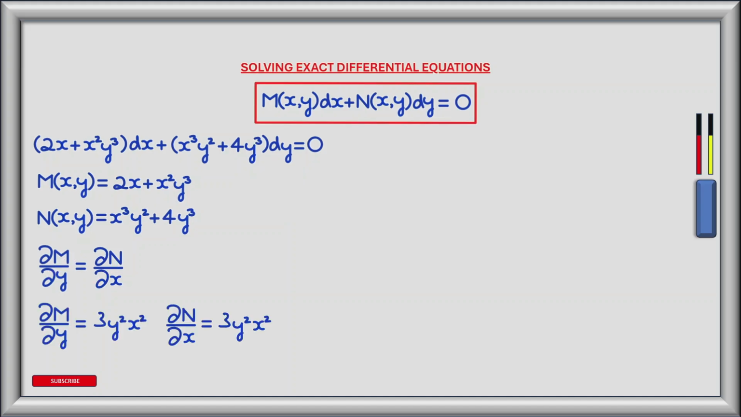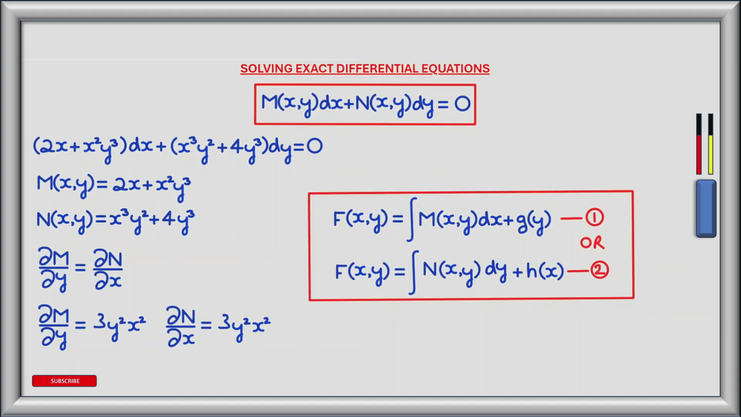If we take the partial derivative of m with respect to y, we see it's 3y²x². And the partial derivative of n with respect to x is equal to 3y²x². And so from this, we can see that the differential equation is exact.